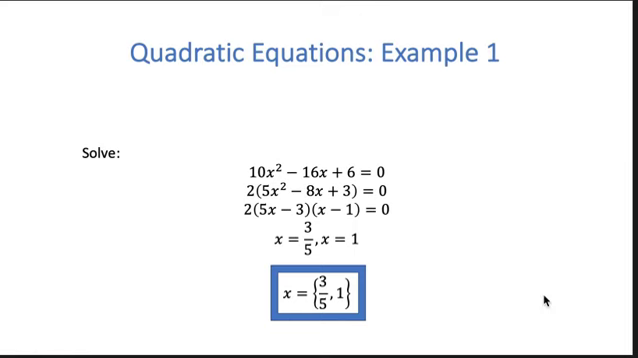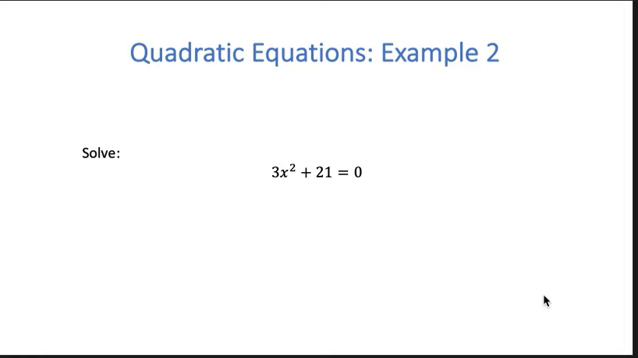Next up is the square root method. So in the square root method, we start with an equation looking like this: 3x squared plus 21 equals 0. Can you tell what's different? Can you see how you don't have that middle term with just the x? Only with this type of equation, we can solve this using the square root method.